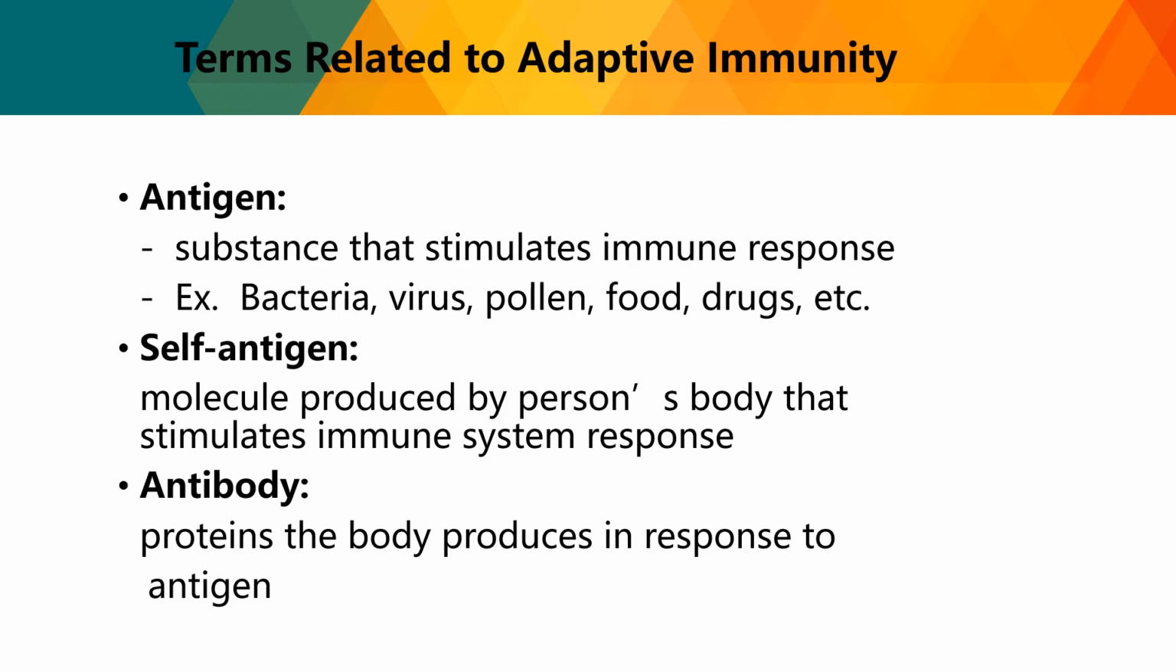So terms related to adaptive immunity include first your antigens, which are the substances that stimulate immune responses, like for example bacteria, virus, pollen, food, and drugs. For self-antigen, this is a molecule produced by a person's body that stimulates immune responses. You also have your antibodies, which are the proteins produced in response to antigen.